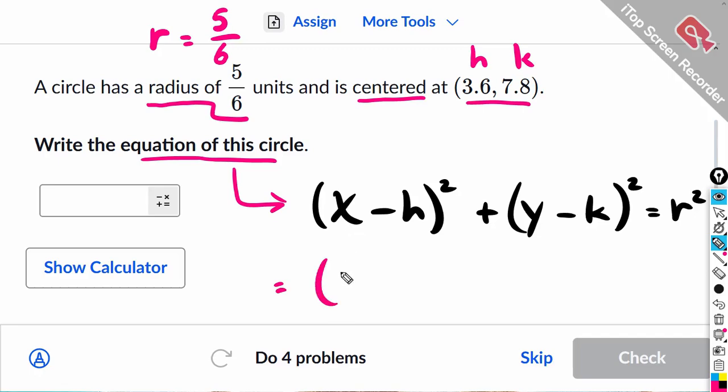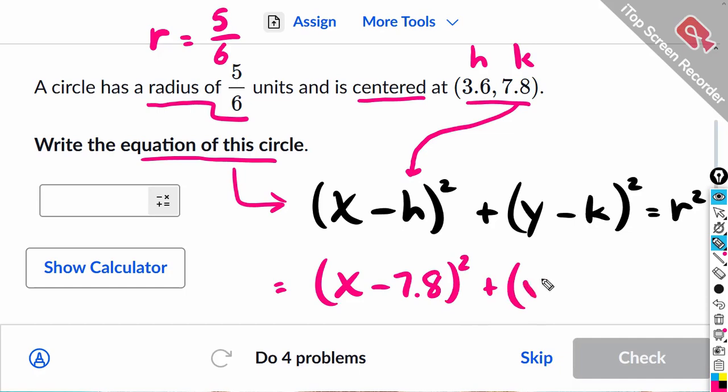So x you leave alone. h is 7.8. That gets plugged in right there. So it's minus h, or minus 7.8. And that's squared. And we have y, leave that alone, minus k. Whoops, I plugged in the wrong one. Let's fix that real quick.